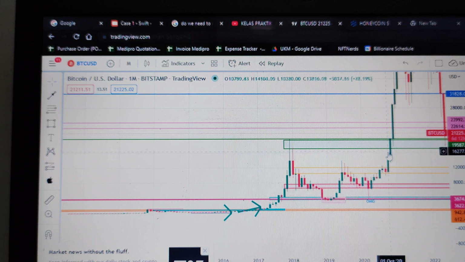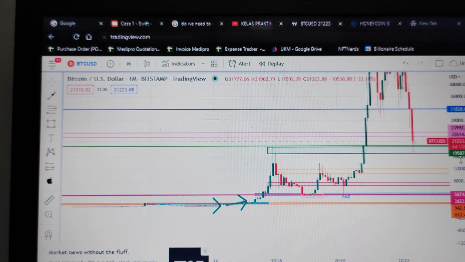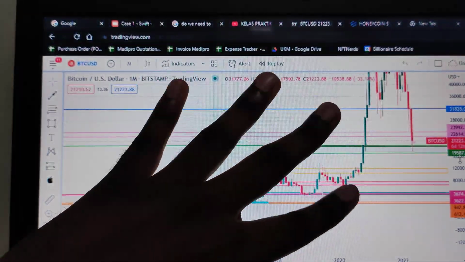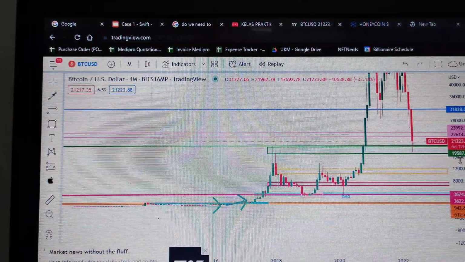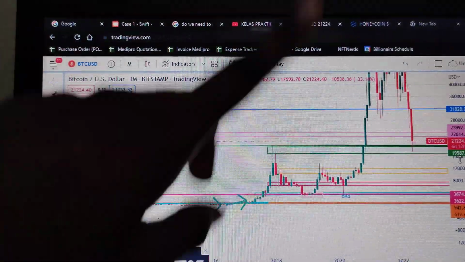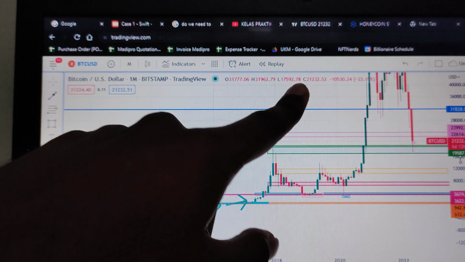3 years, guys. So basically, as you guys know, every 4 years Bitcoin goes into the halving period. Which is why in 2018, after the halving period, it flew up. After 2021, it flew up.